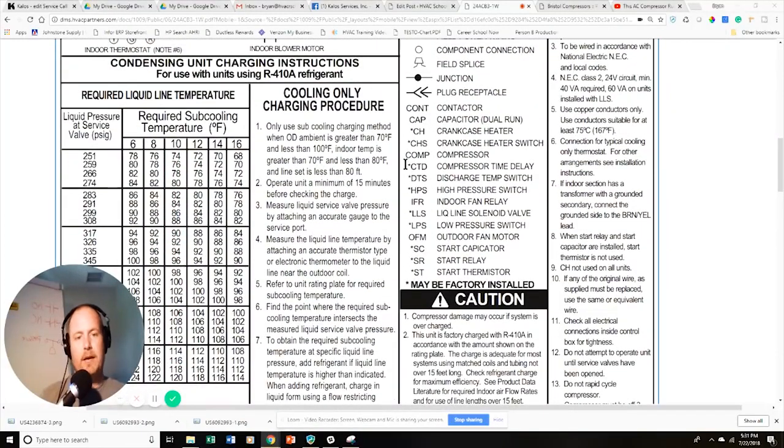Crankcase heater switch may or may not. Compressor time delay may or may not. Discharge temperature switch, high pressure switch, indoor fan relay, that one will be there because you see there's no dot. Liquid line solenoid, low pressure switch, outdoor fan motor, so on and so forth.